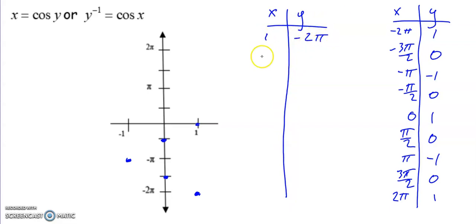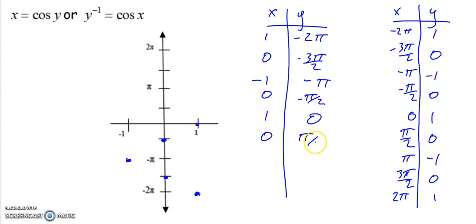Now we're going to keep plotting our points: (-1, π), (0, 3π/2), and then (1, 2π).